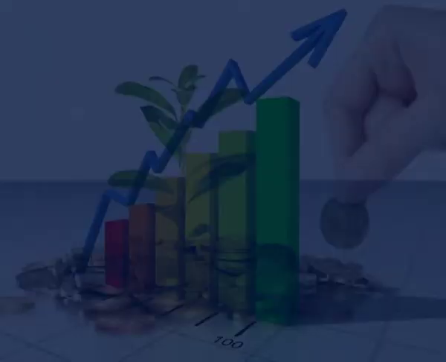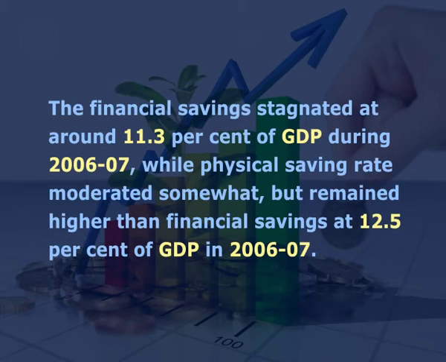Sustenance of the growth momentum would hinge upon the continued progress in public finances, enhanced role of the private corporate sector, and further deepening of the financial sector to boost household financial savings. Regarding the household sector, the quick estimates indicate that financial savings stagnated at around 11.3% of GDP during 2006-2007, while physical saving rate moderated somewhat, but remained higher than financial savings at 12.5% of GDP in 2006-2007.